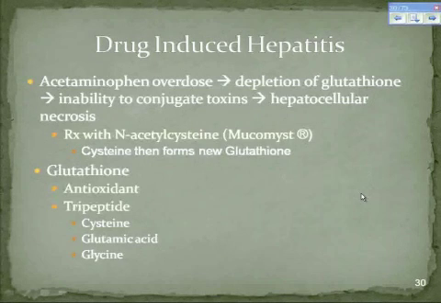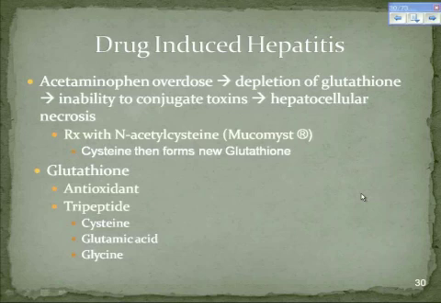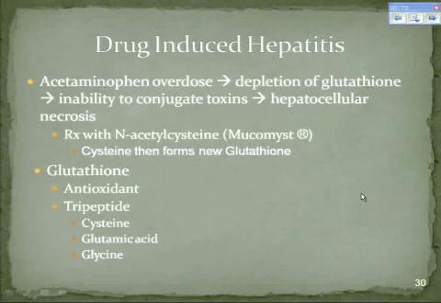What you get is depletion of glutathione, which is inability to conjugate toxins, and you get hepatocellular necrosis. The treatment is actually very simple. It's Mucomyst, which is N-acetylcysteine. And cysteine forms new glutathione for the patient, which acts as an antioxidant, the tripeptide.